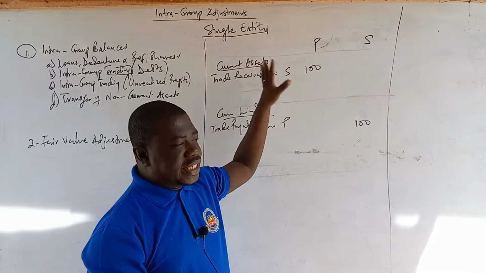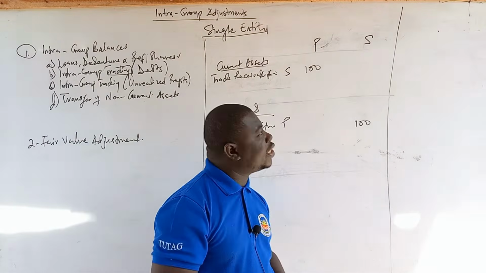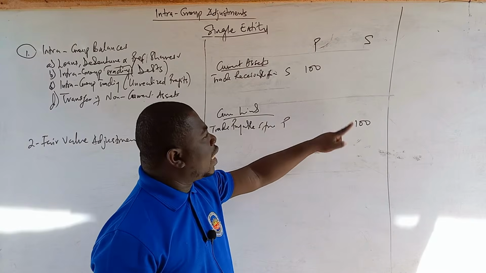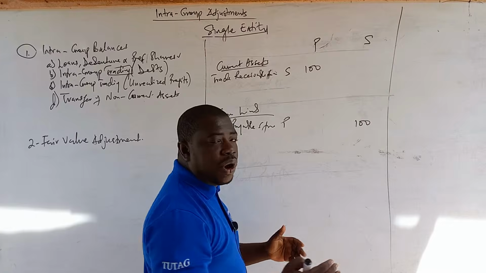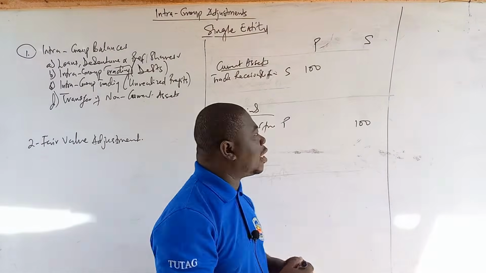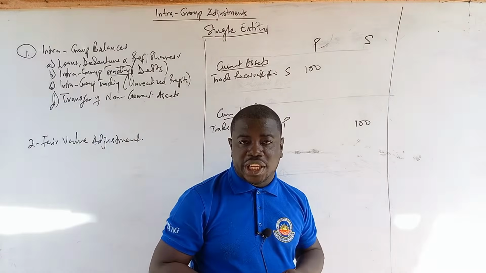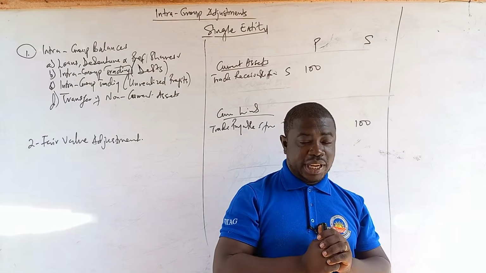Now, whenever this happens, what we are saying is that in the consolidated statement of financial position, P cannot be a creditor of S, and S cannot owe P. So what we do is that we cancel them off. And so when you are doing the consolidated statement of financial position, this 100 and that 100 will be canceled out. It will not appear because of the idea of the single entity concept. That is what we mean.